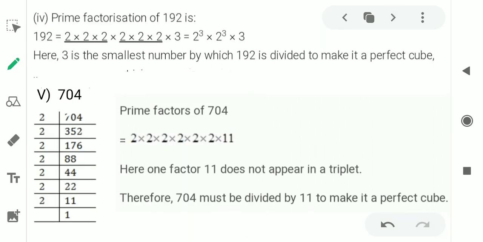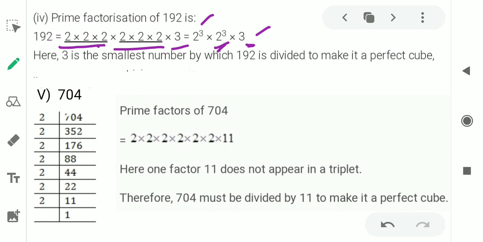Now, what prime factors of 192 did you get? 2 into 2 into 2 into 2 into 2 into 2 into 3. Means you got 2 thrice, again 2 thrice. Now 3 is only a single time. We need to make the triplet. In this, there is a triplet of 2 firstly, then again a triplet of 2. Now 3 is only single time.